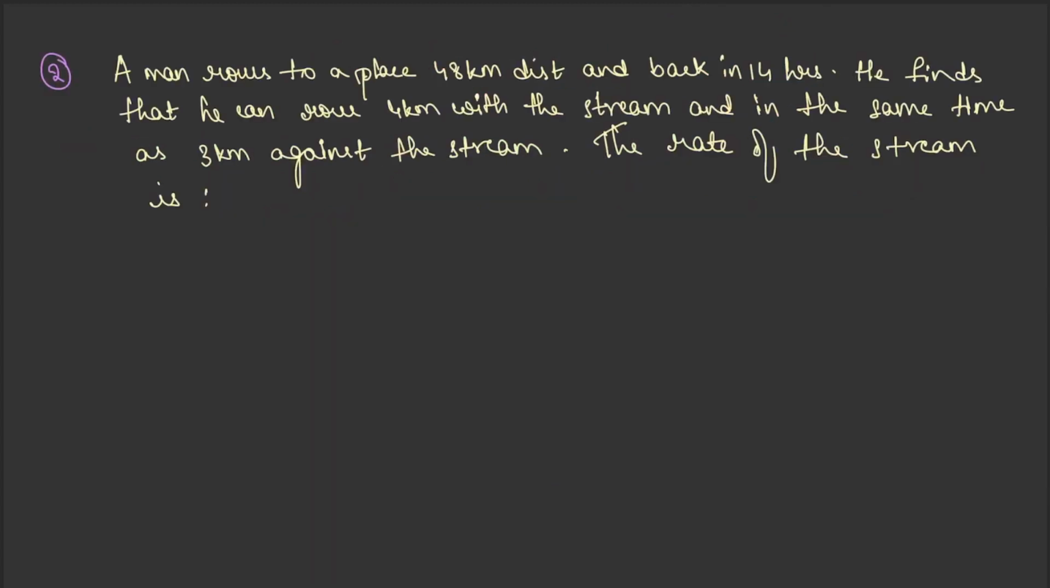Now, coming to the second question, let us understand this question. A man rows to a place 48 kilometers distance and back in 14 hours. He finds that he can row 4 kilometers with the stream and in the same time 3 kilometers against the stream. The rate of the stream is what? Now we should find the rate of the stream. Let us assume that he can row 4 kilometers in some x hours.